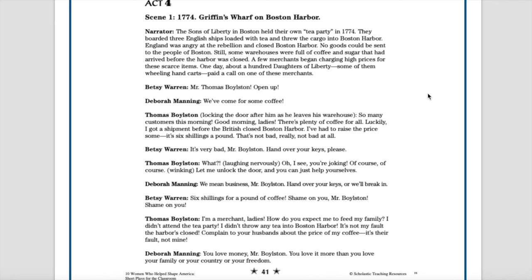Griffin's Wharf on Boston Harbor. So we do see a change in our setting. We're still in 1774, but now we've moved from North Carolina up north to Boston.